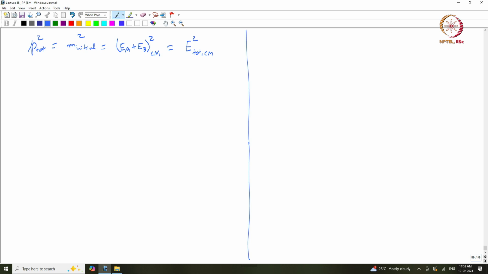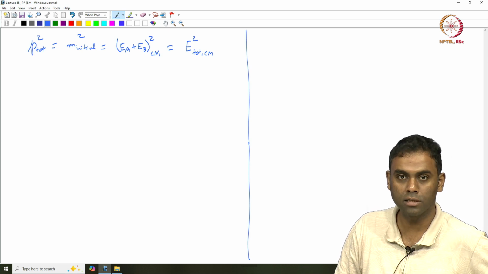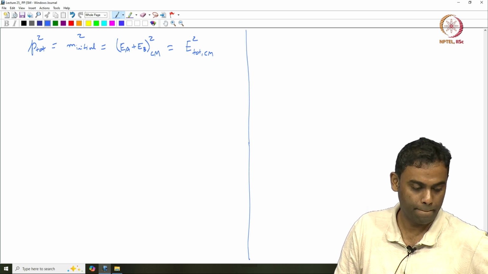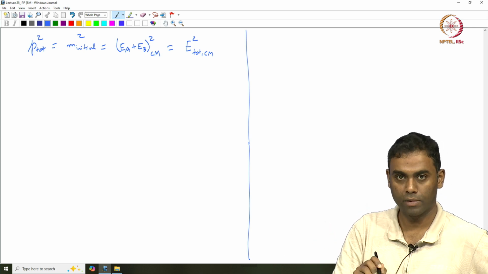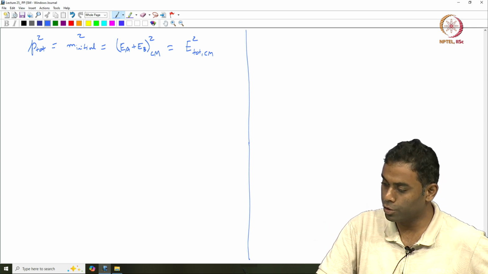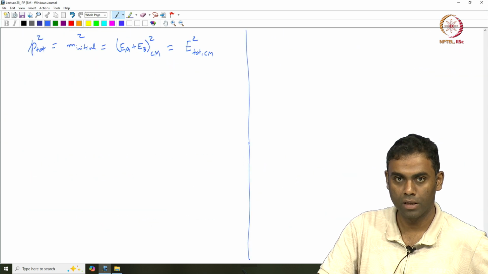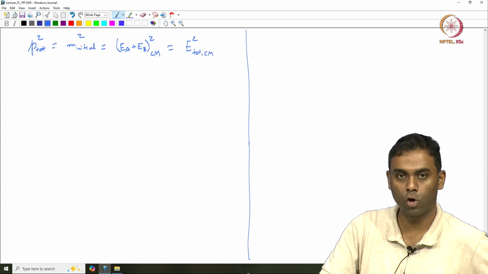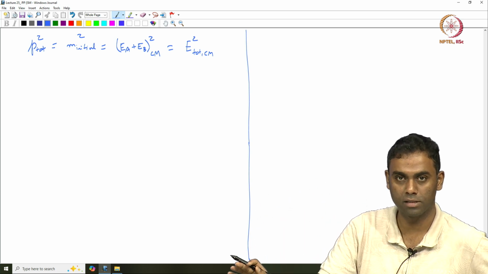Even if it is a fixed target, you can always shift to the center of momentum frame. You can always boost to that frame and think of this as the total energy available in that frame. And that is the energy that you need to put in that frame, of course, in order to create the particles that you want. Okay. So, this gives us some physical meaning for how much energy we need to actually put in the process, how much energy needs to be there in order to create the final state particles.